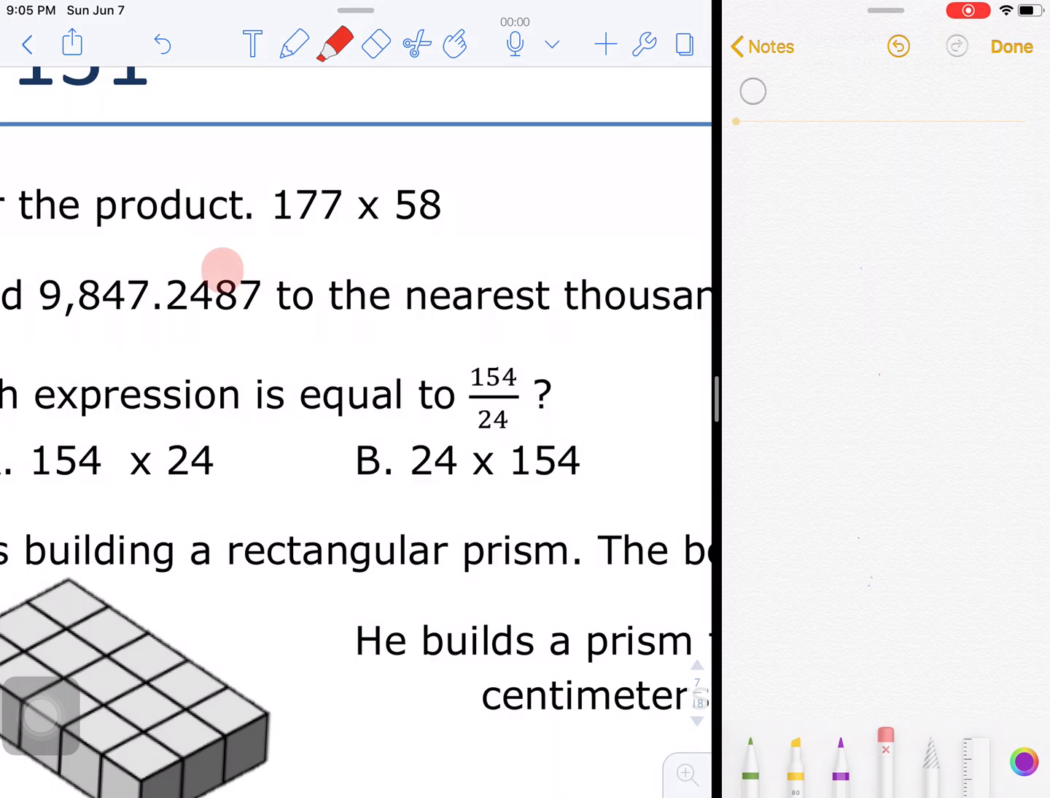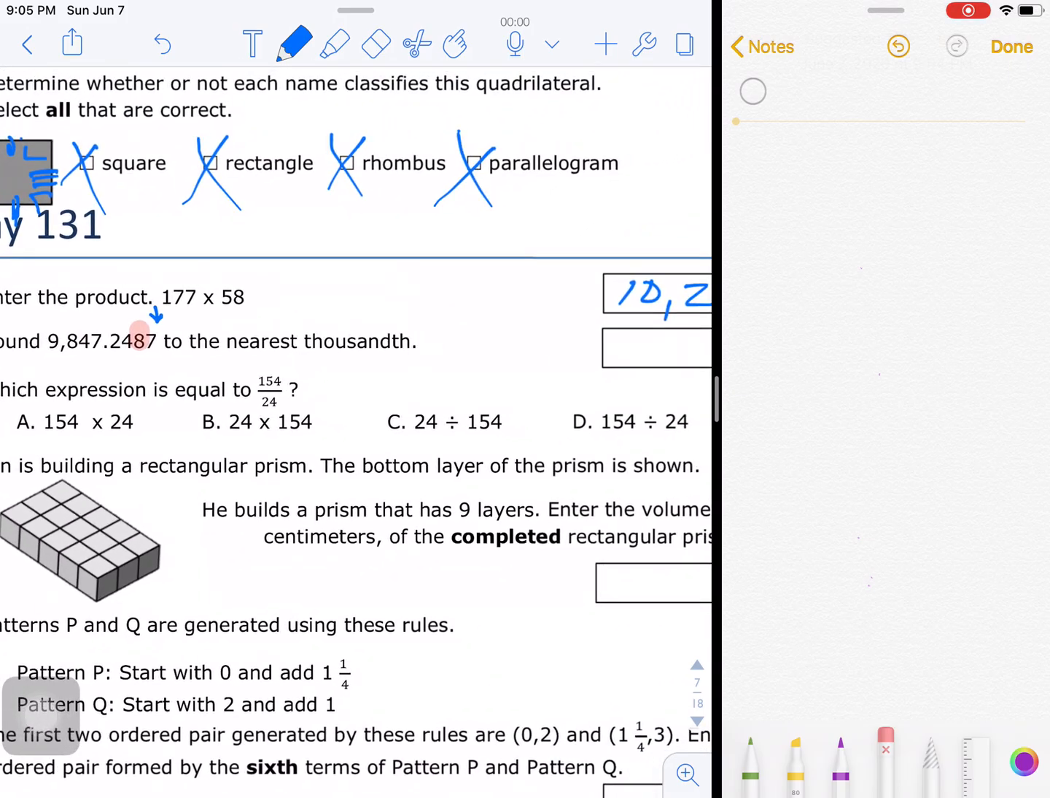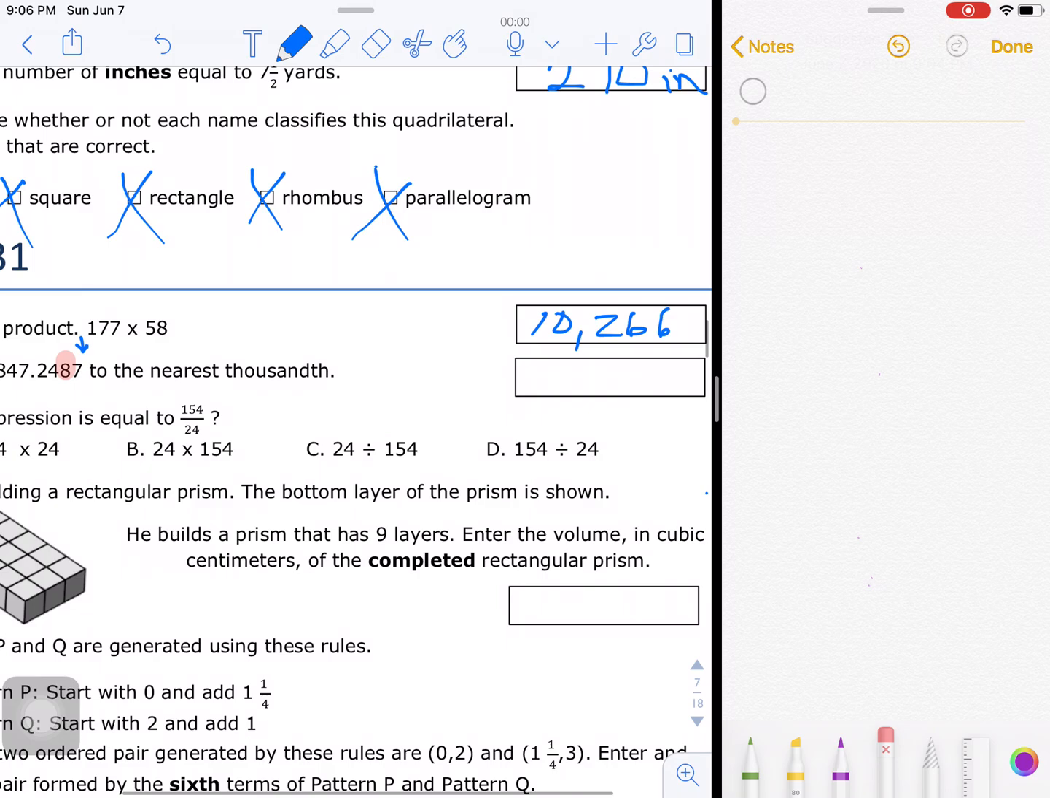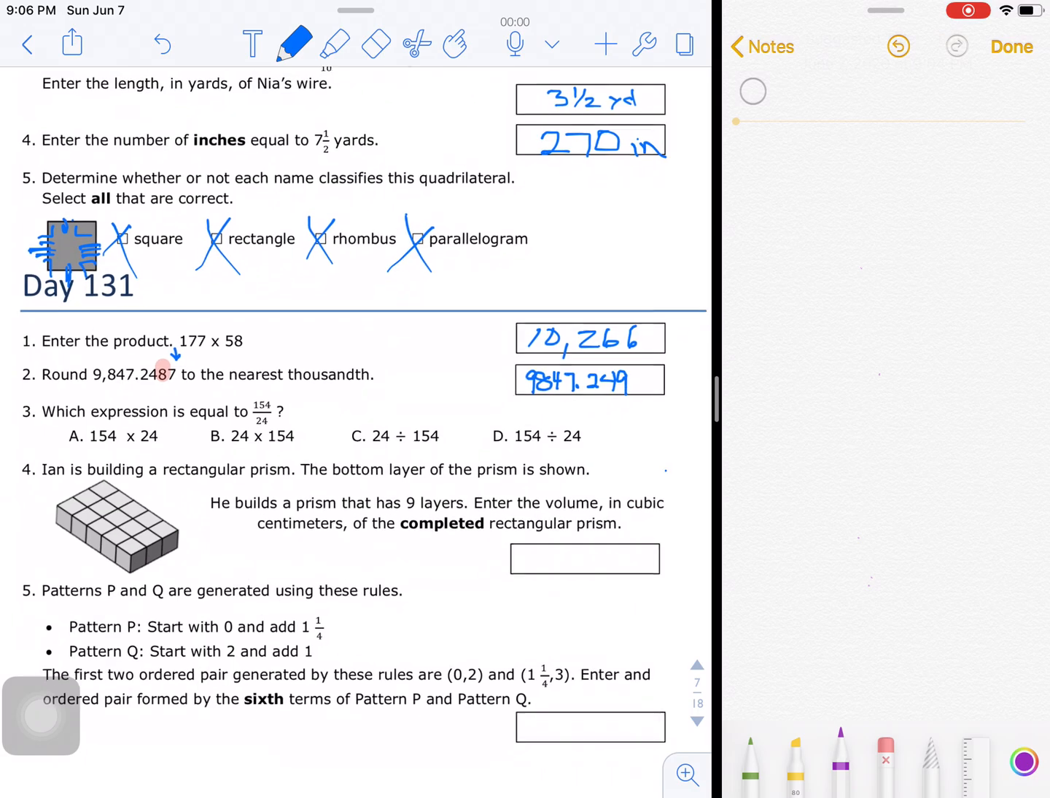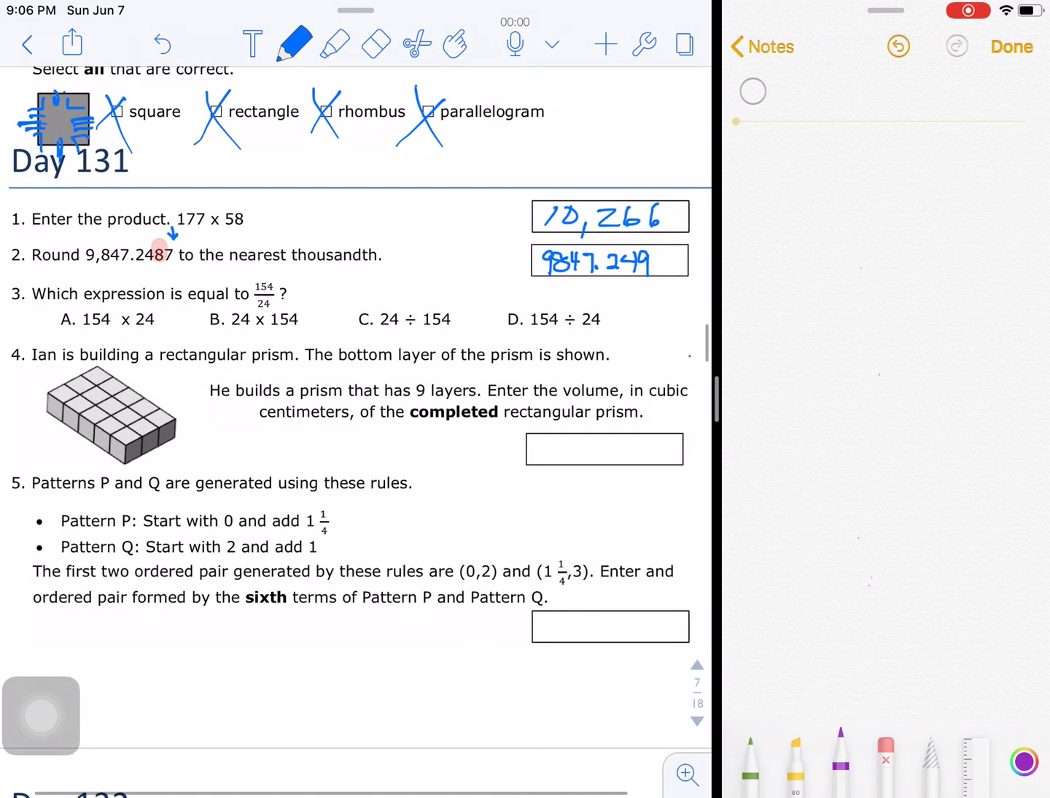Thousandths place is the 8 right there. Okay. And we're going to look to the ten-thousandths. So we follow the rule, 5 or more, let it soar. 4 or less, let it rest. So the thousandths is going to soar, because we have 7. So if we round it to nearest thousandth, it's going to be 9,847 and 249 thousandths. All right, you guys remember way back at the beginning of the year when we worked on that? It doesn't seem possible, does it?